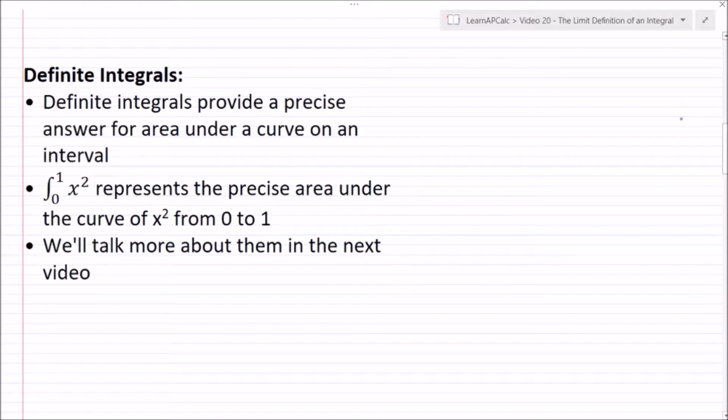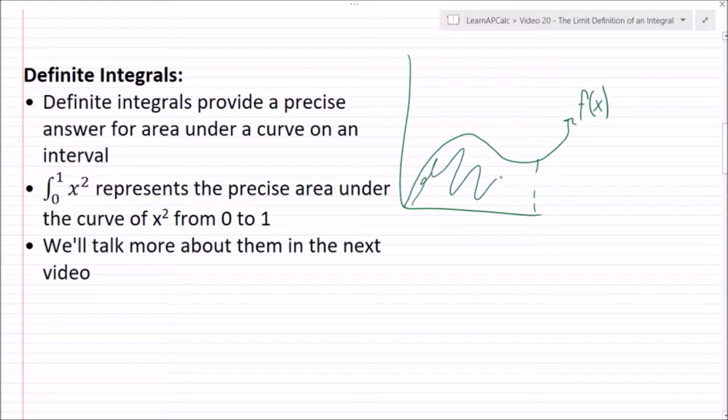Alright, so let's talk about definite integrals. In our last video, I said, if we have a curve like this, how do we estimate, say, this area right here? And we went over different Riemann sums, trapezoids, etc. But definite integrals provide a precise answer for things like this.